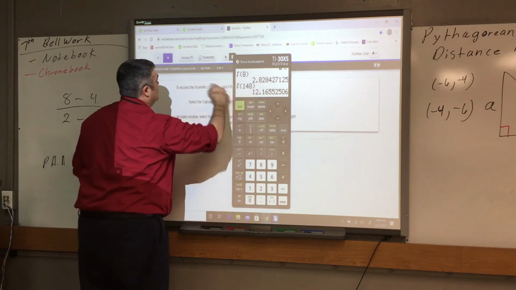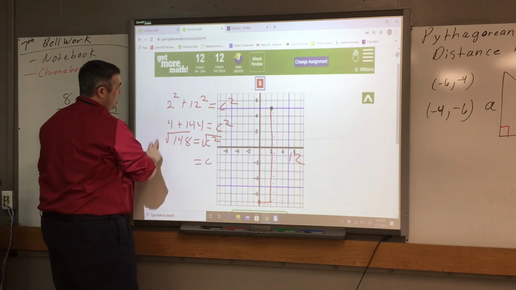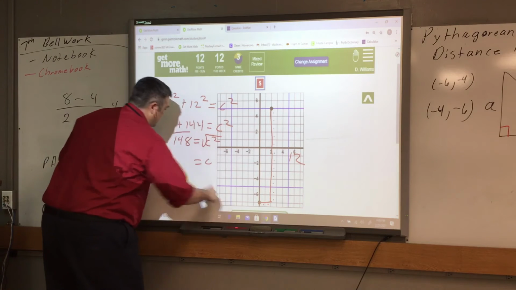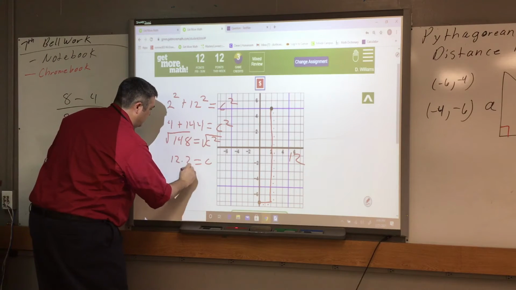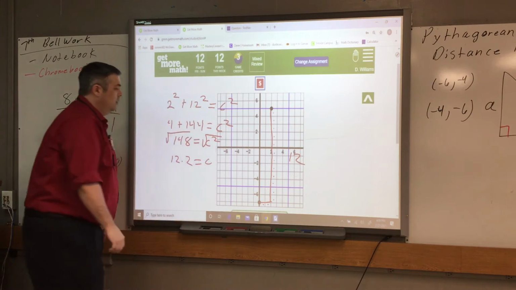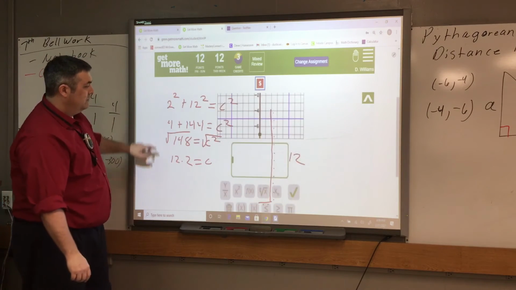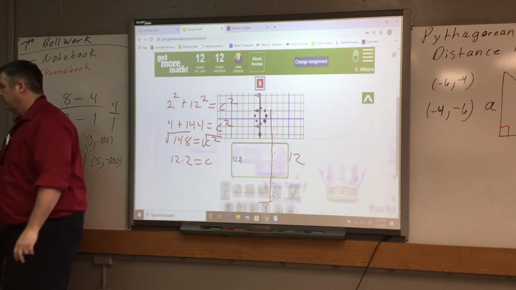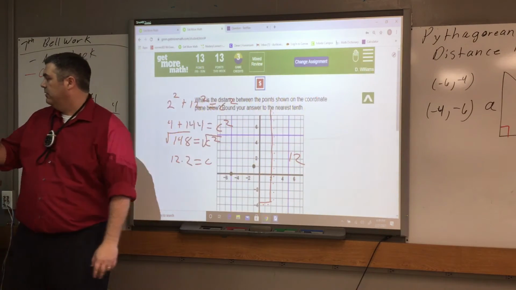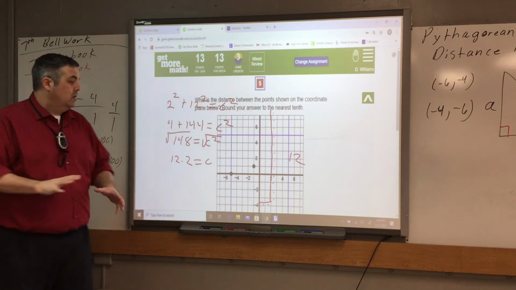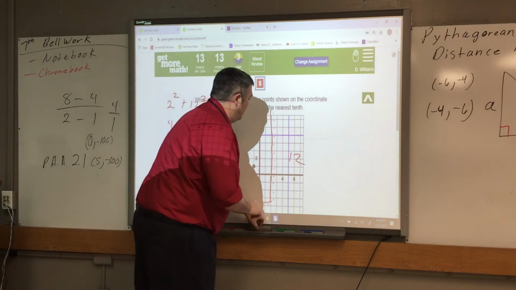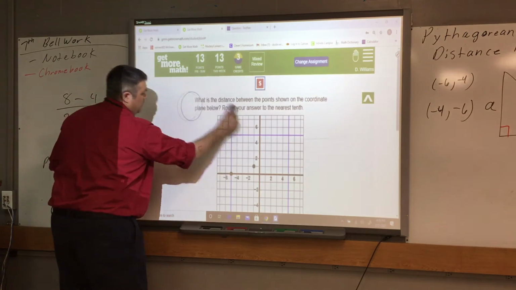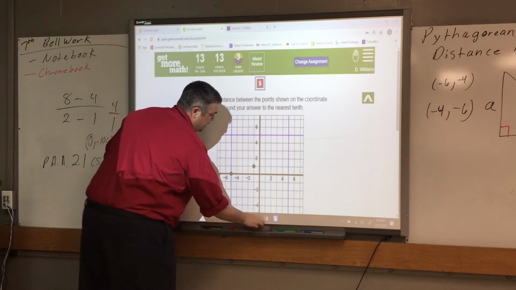12.16, so 12.2. If we're rounding to the nearest tenth, yep, 12.2. So here is 12.2. All right, that's what we're looking for, and then we come down here and we plug that in here. 12.2. And that's what there is for that skill. Guys, this is not extremely difficult because all you're doing is counting these boxes and then plugging them into the Pythagorean Theorem.